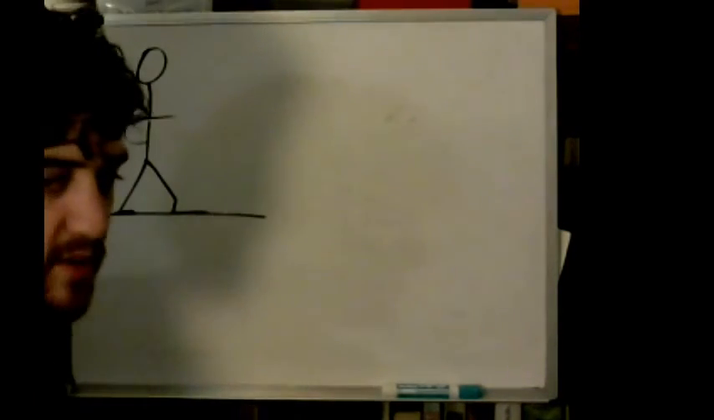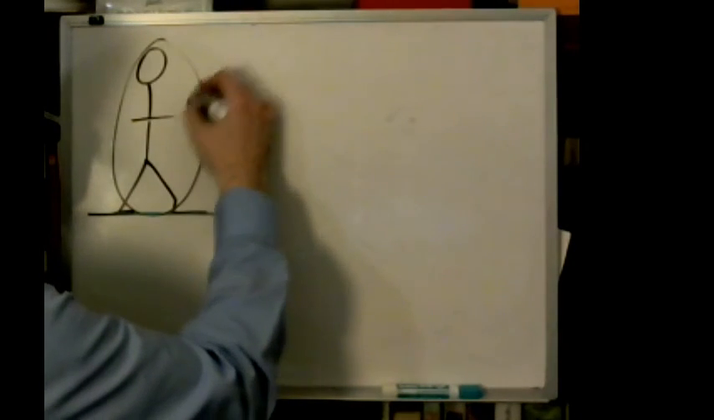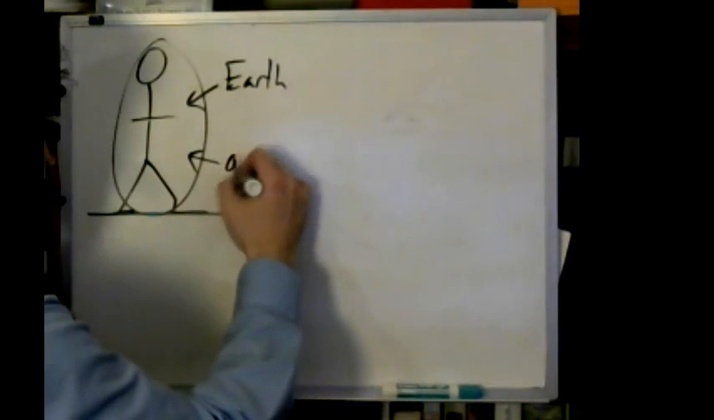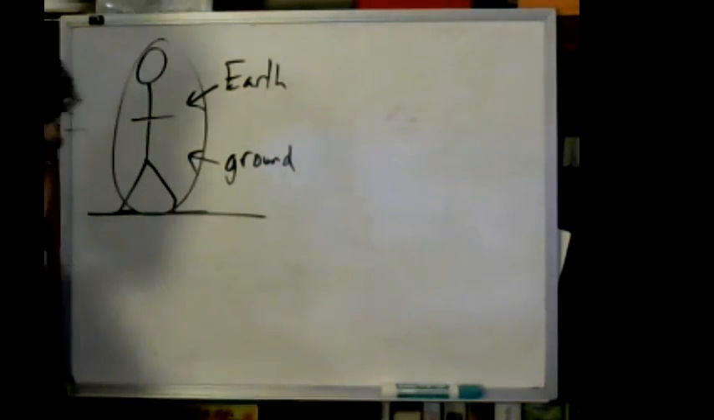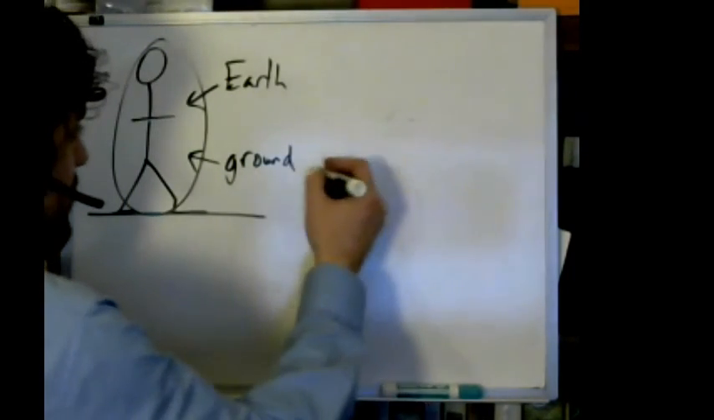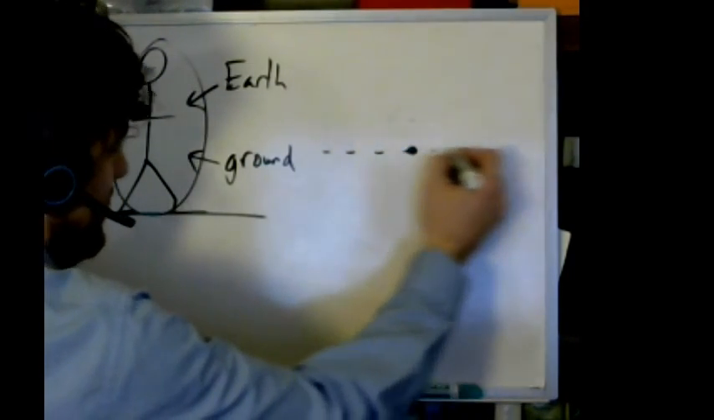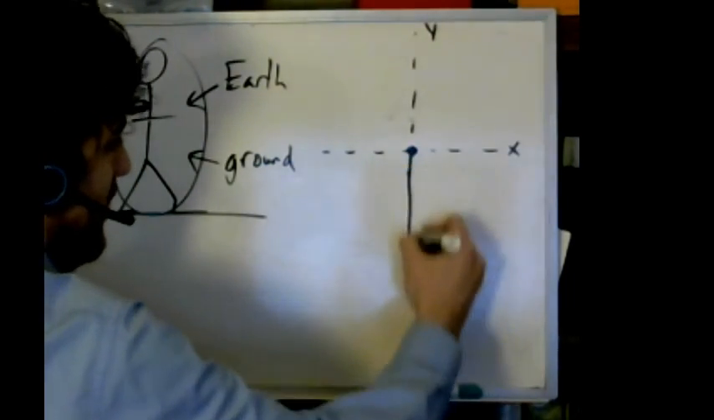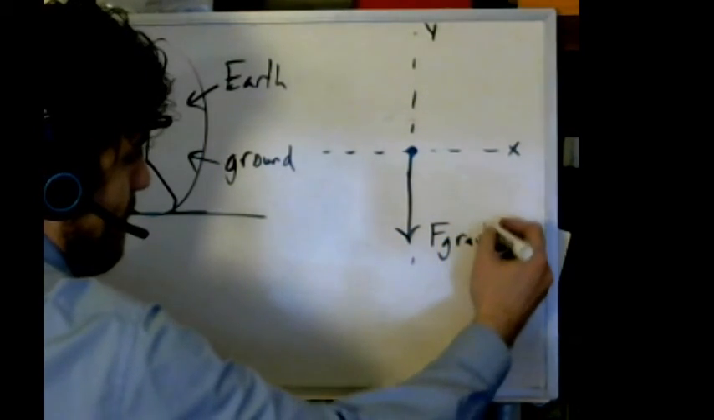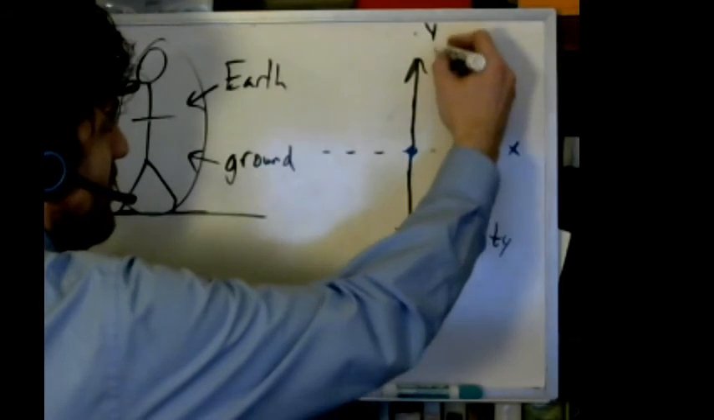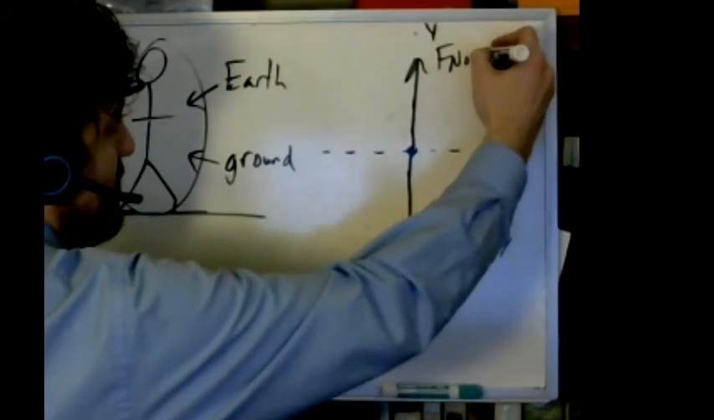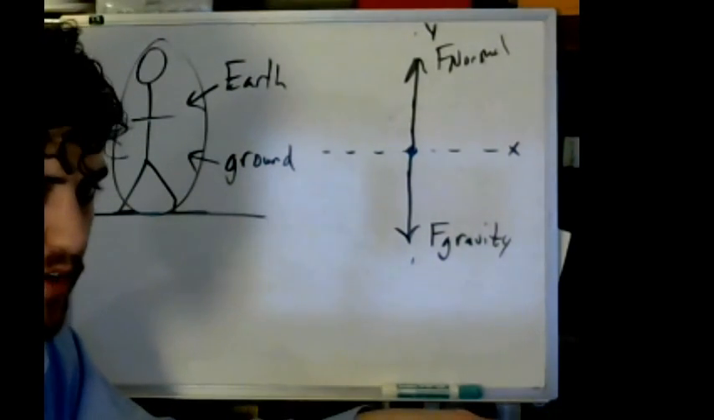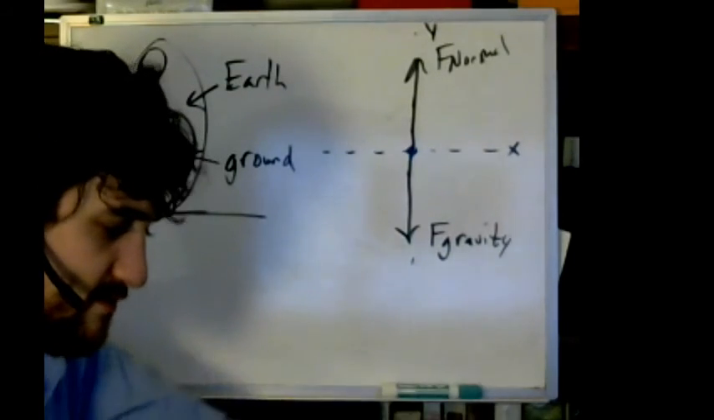Okay, here's our person, our interactions. The earth and the ground. The ground is our surface. We put on our x-axis horizontally because the ground is horizontal. Gravity pulls straight down. The normal force is 90 degrees to the surface. But in this case, when this foot hits the ground out in front of us, it's trying to slide forward.